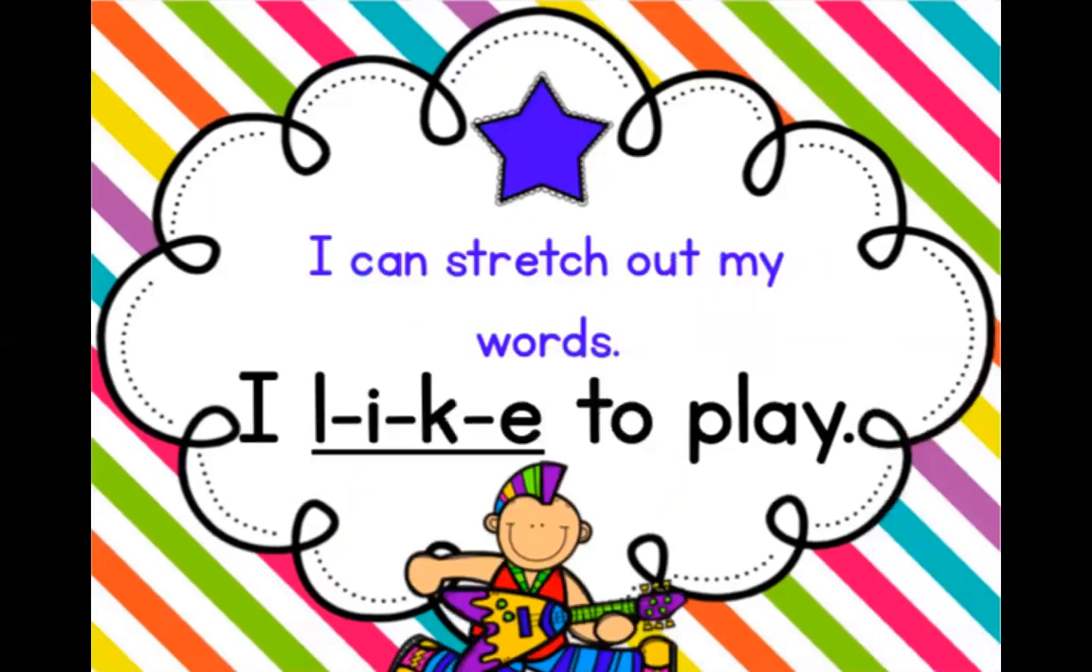I can stretch out my words. I like to play. The word like, they stretched out each letter. L, i, k. Now that E at the end is silent, but if you know those rules, you know that if I is saying I, that E is making it do that. You can always use your word wall, but most importantly, always make sure that you're writing down all the sounds that you hear in the word.